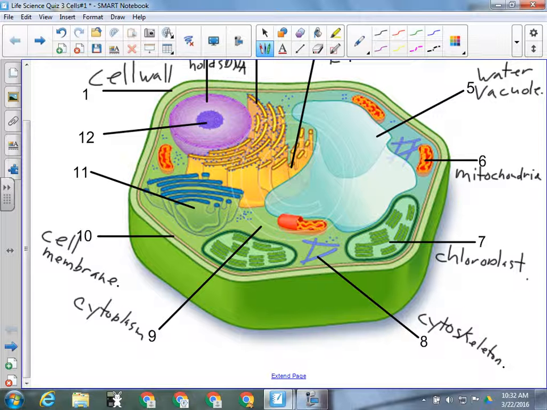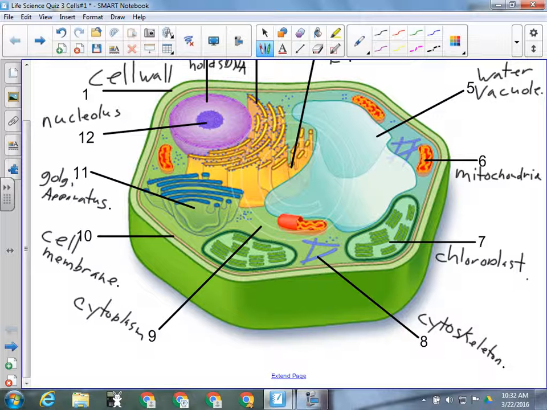Number 11 is the Golgi apparatus. Processes waste, packages waste, exports waste, something like that. Waste, yeah. You have something about moving waste out of the cell for the Golgi. And number 12, the purple dot inside the purple thing. Nucleolus.